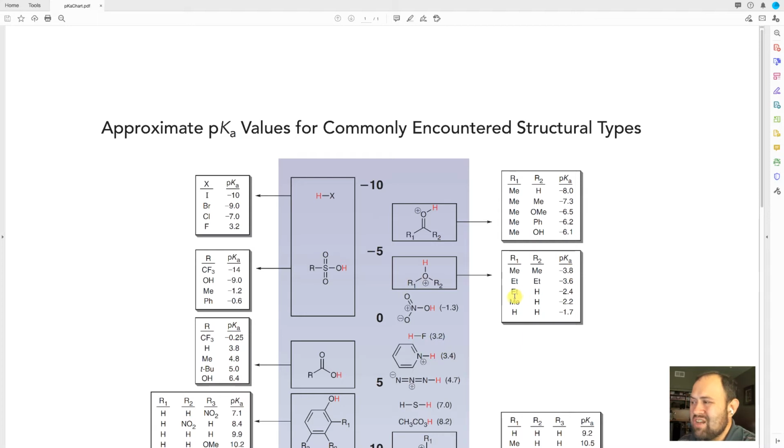Now, when you change that up a little, let's say instead of these being methyls, they're hydrogens, which would make it then the hydronium, then the pKa is minus 1.7 for the red hydrogen. So let's just take a look so you can see what I mean by drawing out these two scenarios, two methyls, two hydrogens, just so you're following along.